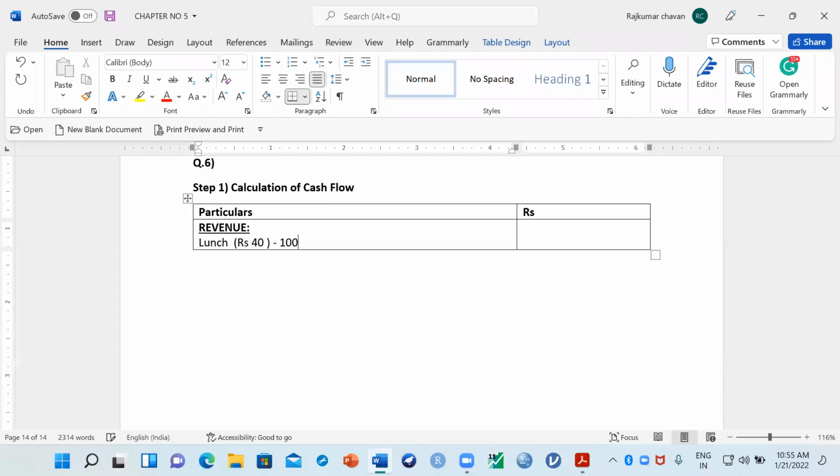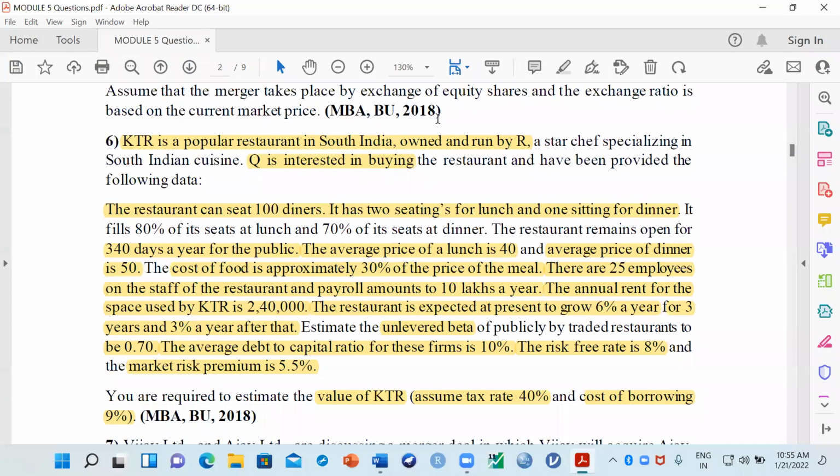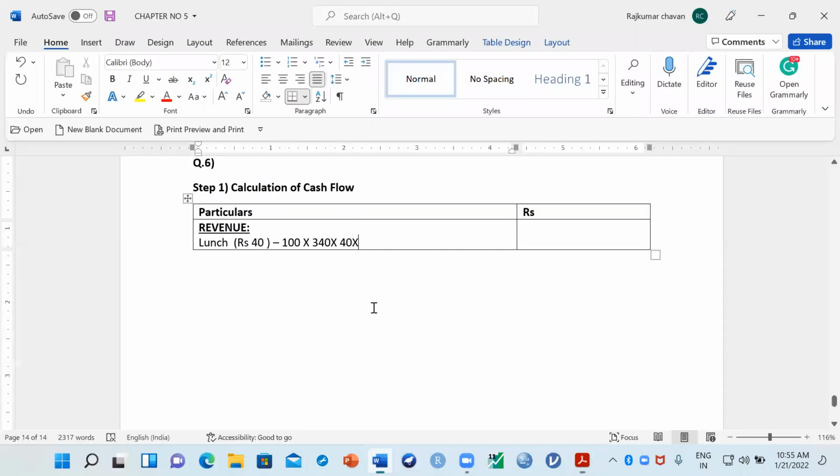What is the total capacity? It is 100. And in a year, this restaurant runs for how many days? 340 days. And what price are they charging? 40 rupees for lunch. And what is the sitting capacity for lunch? Can you put your answer in the chat box? For lunch, how much capacity does it have? Can you see here? It has 2, right? Yes or no? So what is the sitting at a time? There are 2, that is the sitting capacity they have given here.